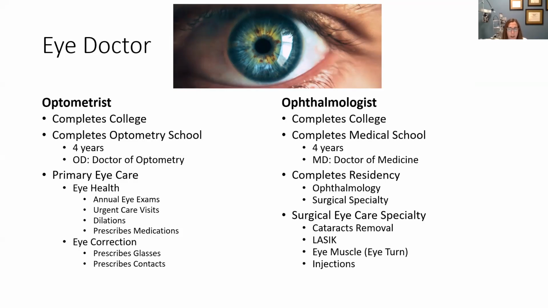So ophthalmologists are the ones doing cataract surgery, LASIK, or correcting an eye turn if you knew someone who needed that. If you know someone who has to get injections into the eye, an ophthalmologist does that as well. It gets confusing though, because an ophthalmologist also does these primary eye care things that an optometrist does, but they truly are a surgical specialty. So that's just kind of the difference if you weren't aware of that.